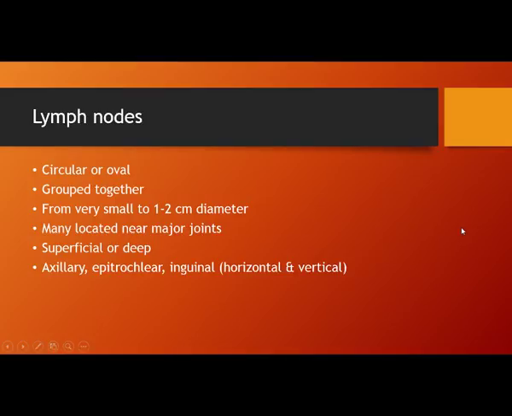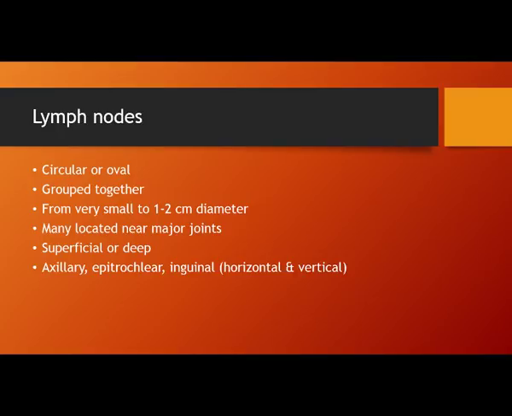Lymph nodes can either be circular or oval, and they're grouped together. They form what we call chains, and you'll learn about various lymph node chains as we go along. Usually they're very small, but they can be up to 1 to 2 centimeters in diameter. And usually you won't feel them at all. You palpate for them and you don't feel them at all.